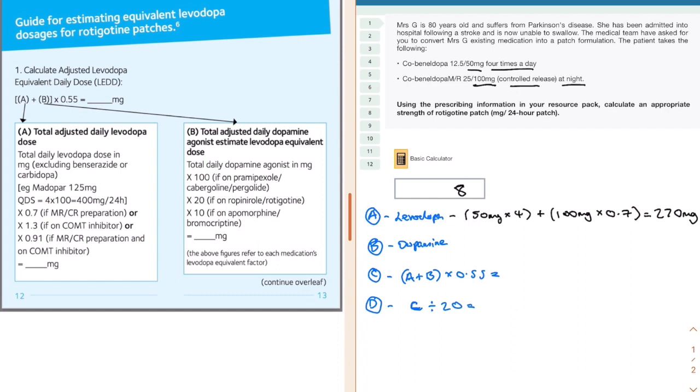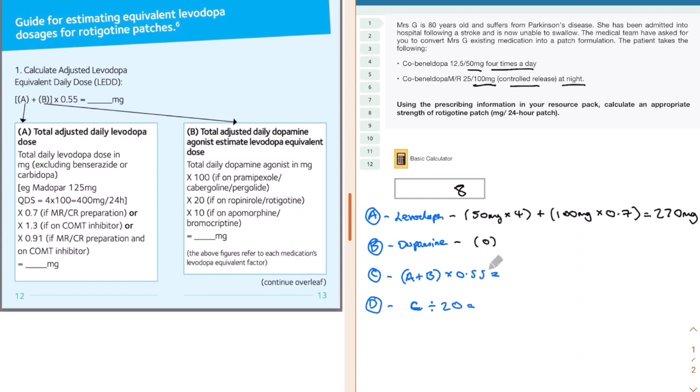So that's our levodopa total daily calculation. Remember that. Now we're going to do our dopamine step over here. Dopamine is where we look and say, is the patient taking any dopamine agonist? And they aren't. They're not on one at all in this scenario. So this is pretty straightforward. The answer is going to be 0.